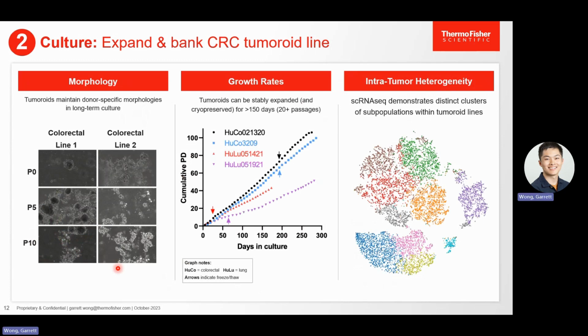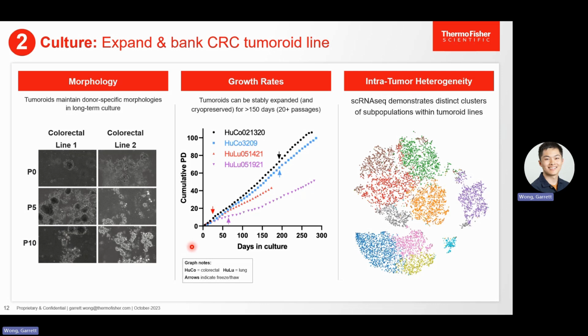While expanding cells for banking, we closely monitor the morphology as seen in the left figure. You can see there are 2 different colorectal lines here, line 1 and line 2 in this example, and they're across 3 different passages. You can see that across these different passages, the morphology is maintained for these colorectal lines, whereas they're still distinct between the 2 different donors.